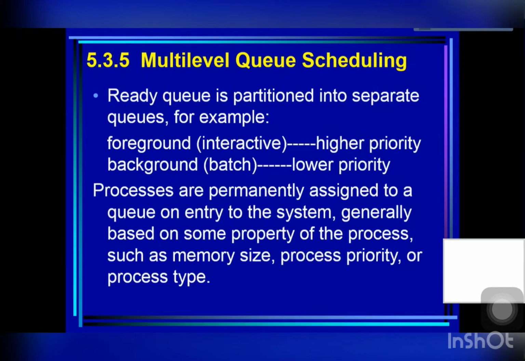Another class of sharding algorithm has been created for situations in which processes are easily classified into different groups. For example, a common division is made between foreground processes and background processes. These two types of processes have different response time requirements and so may have different sharding needs. In addition, foreground processes may have priority over background processes.